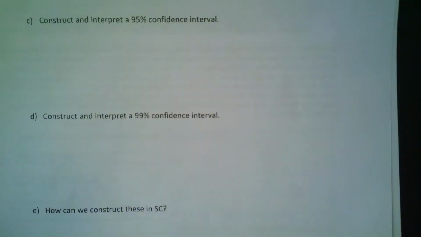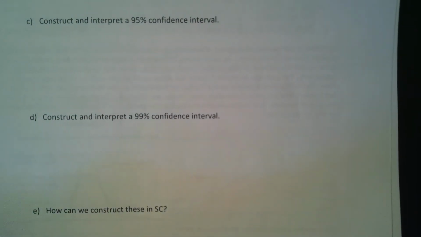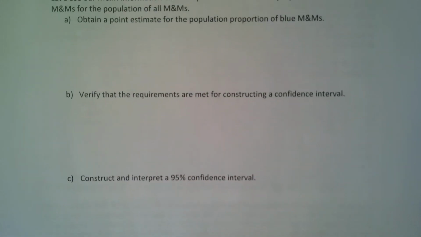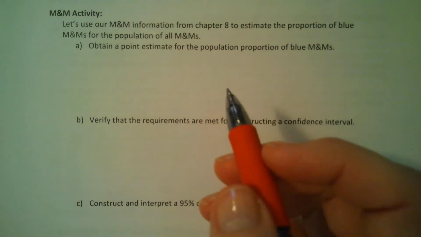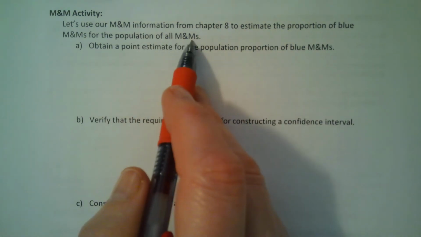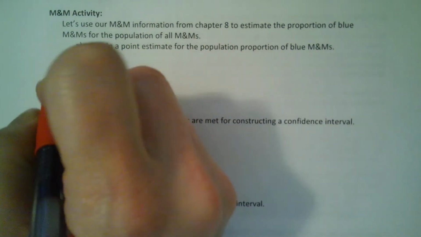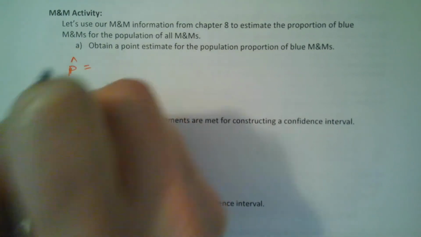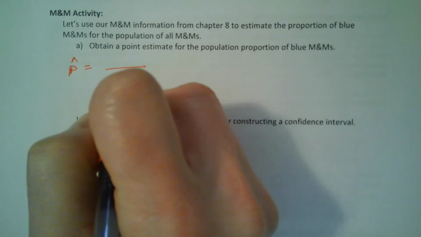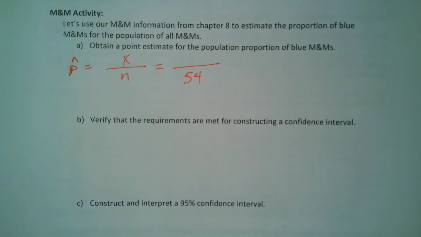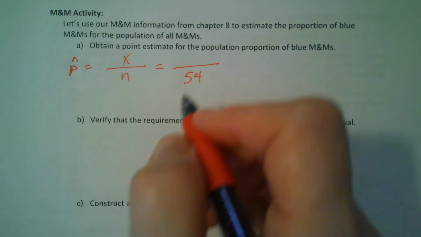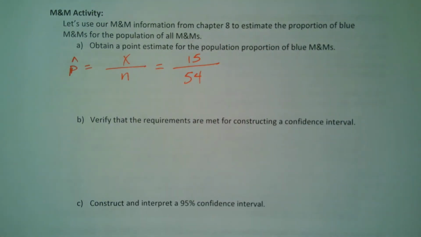Okay, let's do one activity. This is going to use some prior information that we used back in the Chapter 8 notes. Back in Chapter 8, we opened up a bag of M&Ms and estimated the color distribution inside that bag. We were looking at the proportion of blue M&Ms in the bag. If you remember, to find a point estimate of all blue M&Ms in the bag, I had 54 M&Ms total in my bag, and out of all 54 M&Ms, I counted 15 of them were blue.